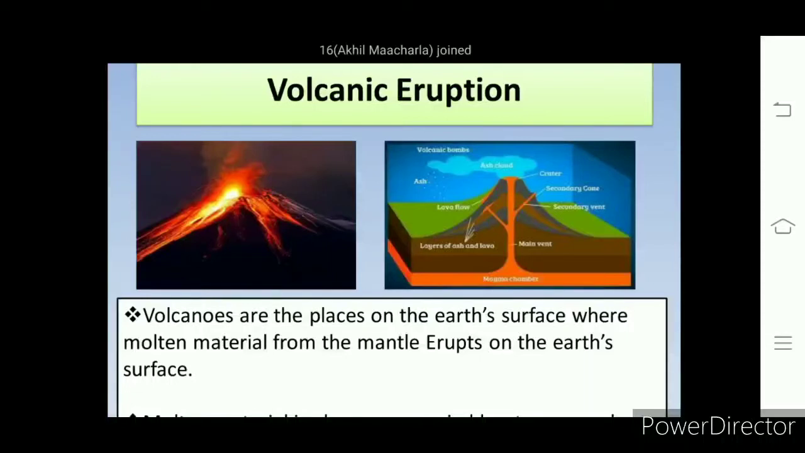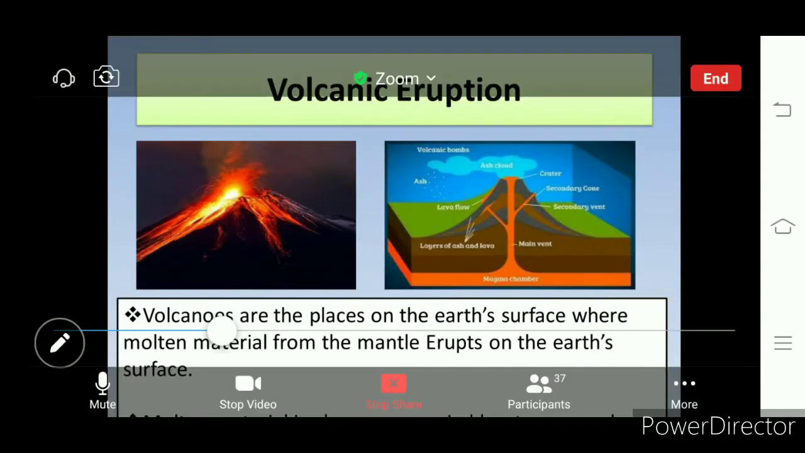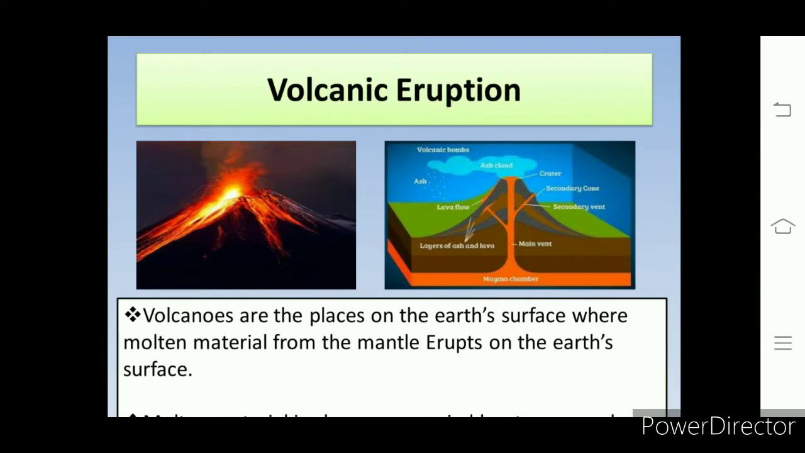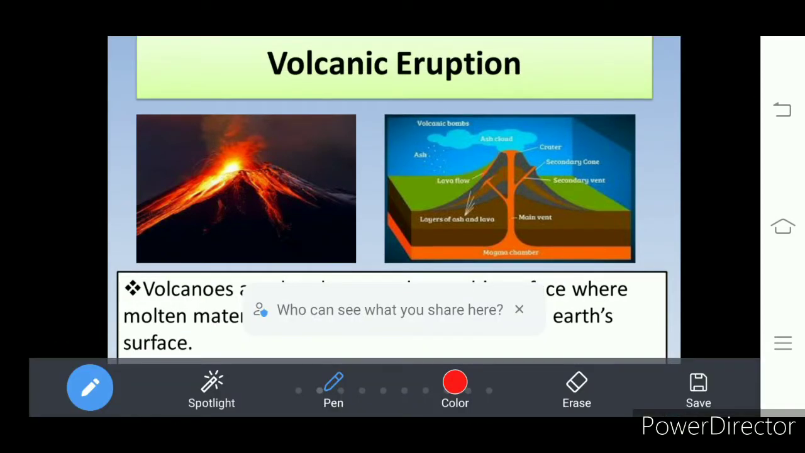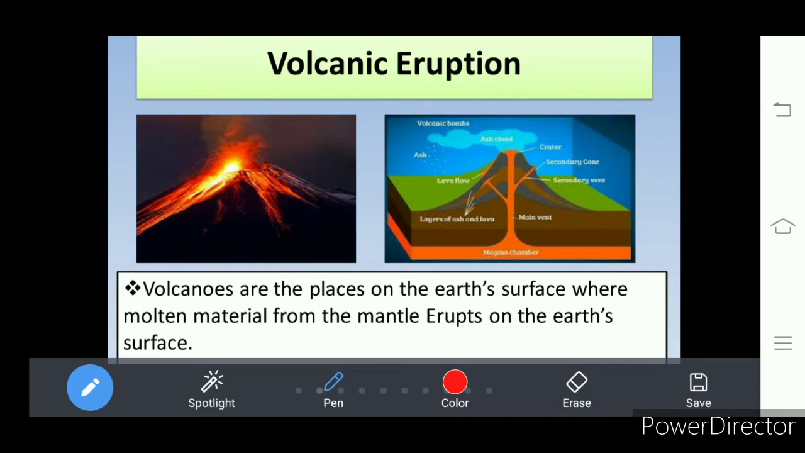So what is a volcanic eruption here? You know that on the earth's surface some kind of eruption takes place, and that is what we call volcanoes. What is a volcano? It is a place where we see the molten material from the mantle erupts out.